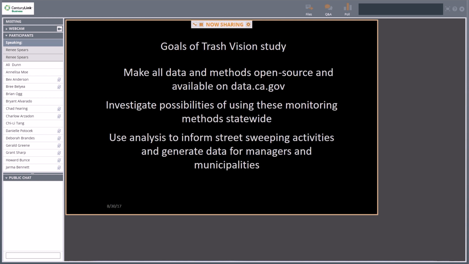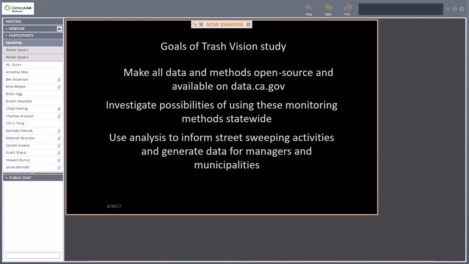There's very little cost to deploying this. People are already sweeping the streets. All they'd have to do is mount a camera. There's very little upfront cost to being able to do this monitoring. And that's one of the real advantages of computer vision and image-based search engines.